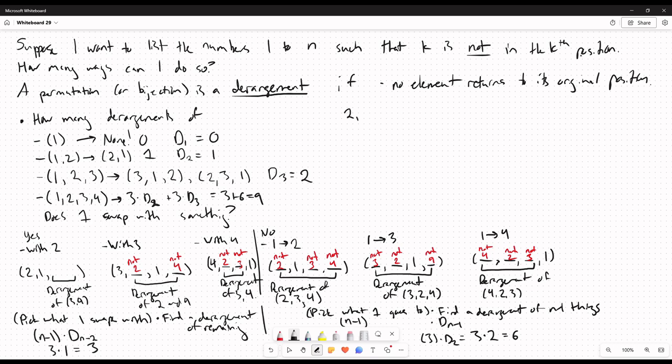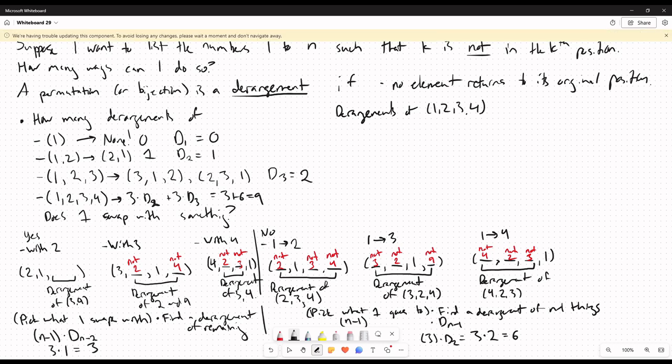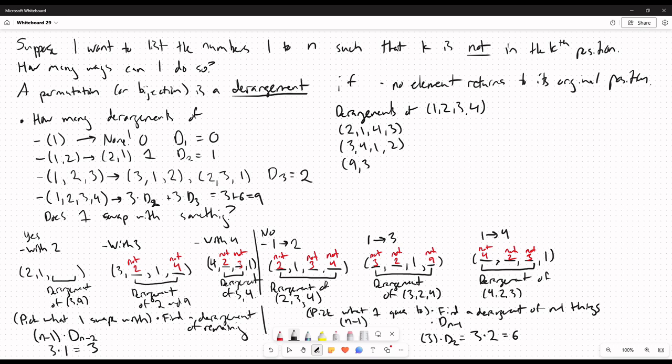So I'll write the derangements of 1, 2, 3, 4. Well, we're going to have the ones where we have just nice swaps, so that's going to be 2, 1, and then I'm forced to make the last 2, 4, 3. I'll have 3, 4, 1, 2. That's the one where 3 and 1 swap. And then we'll have 4, 3, 2, 1. That's the one where 4 and 1 swap. So those are all the swap ones.